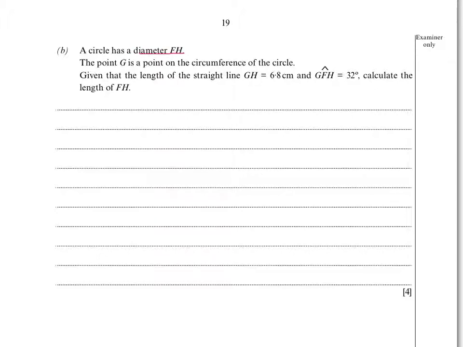That we've got a diameter FH, that the point G is a point on the circumference of the circle, that the length of that straight line GH is 6.8 centimeters and GFH is 32, and that we have to calculate the length of FH. So I can highlight that. Now what I need to do is illustrate it.